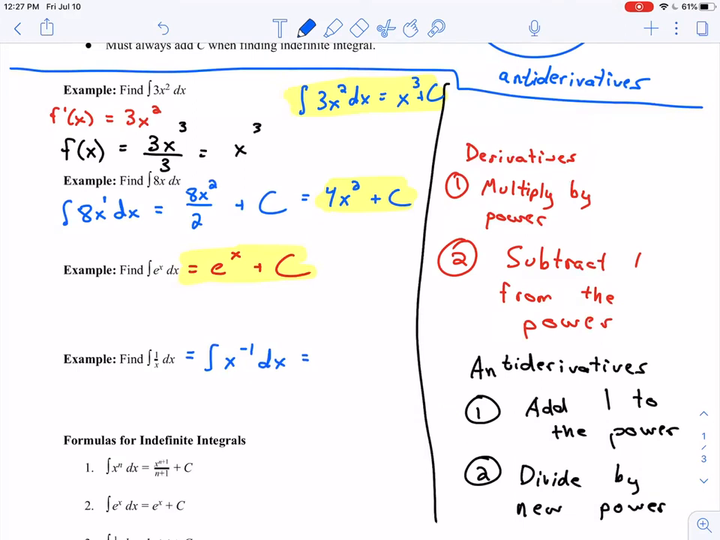So I add 1 to the power, I have x to the 0, divided by my new power of 0. It's not going to work here. We can't use our general power rule here. 1 over x is kind of a special case. So we need to take a step back here. Essentially, I'm telling you, f prime of x is 1 over x. So give me a function whose derivative is 1 over x.